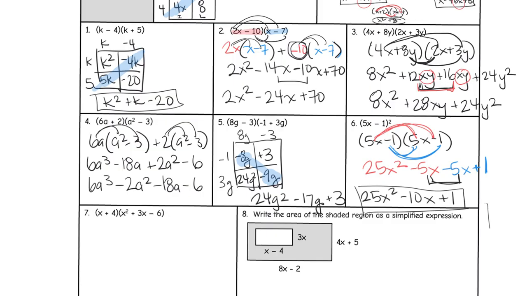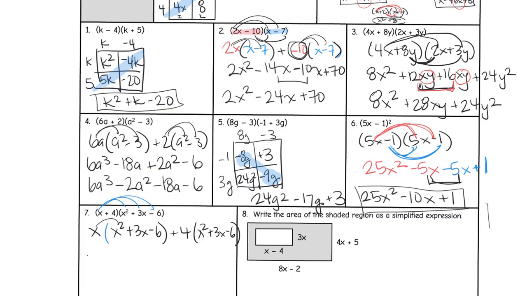Alrighty. Number 7 looks a little more complicated, but again, we're still doing the same idea. I'm going to take this x and distribute it to each term. You could write that out separately, or you can just think about it in your head. I'm going to have x times x squared plus 3x minus 6, and I'm going to have 4 times x squared plus 3x minus 6. I'm going to do both of those.